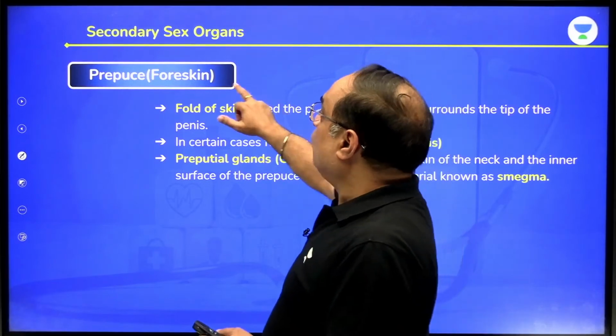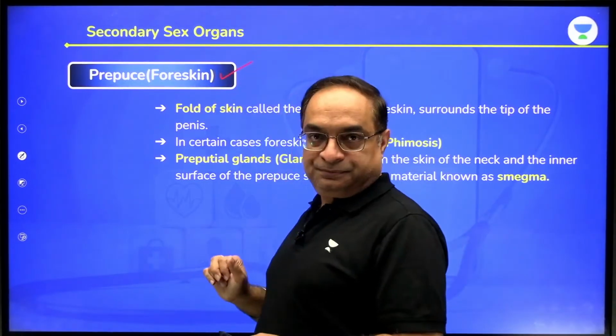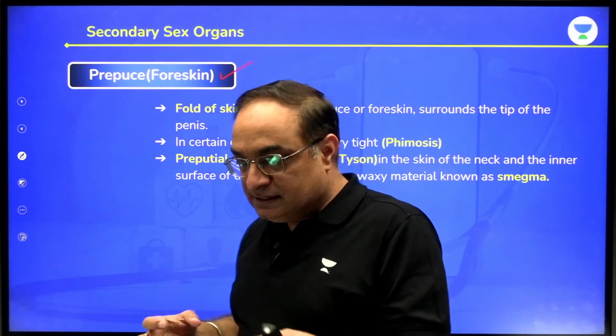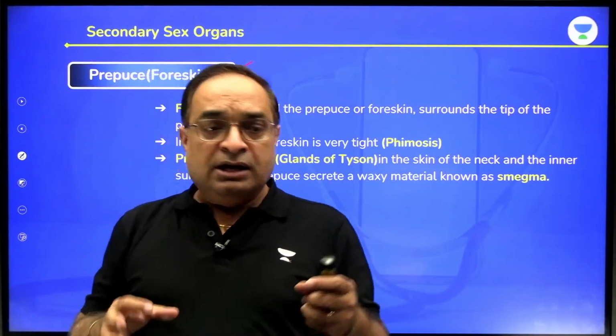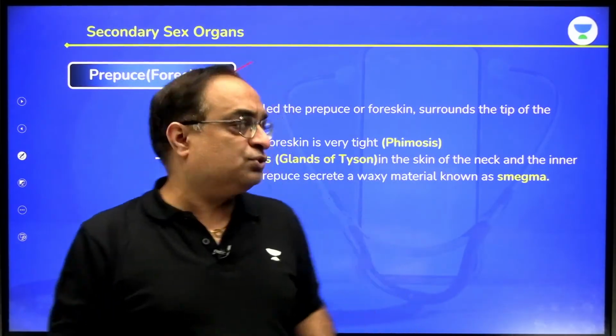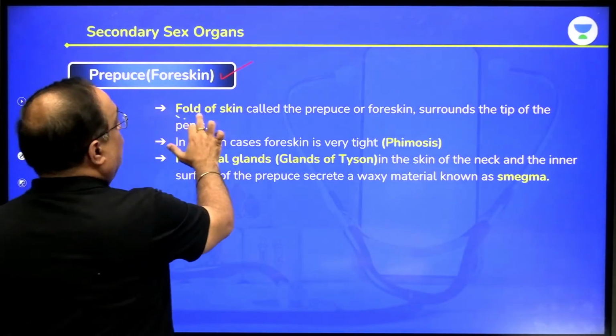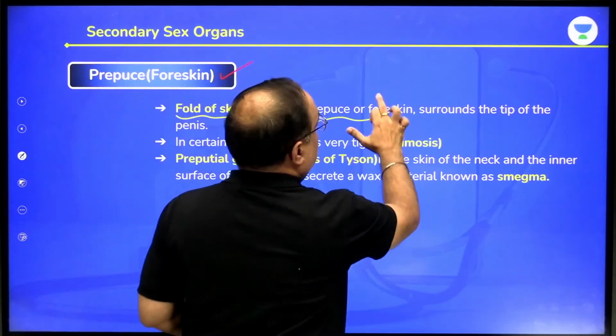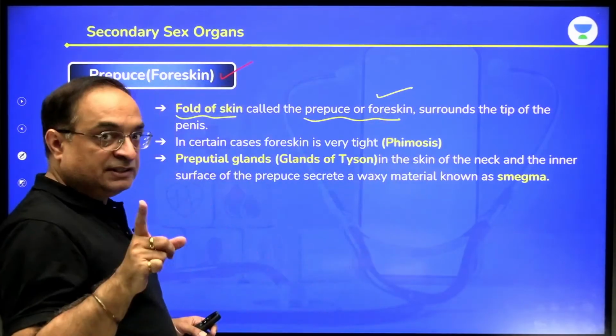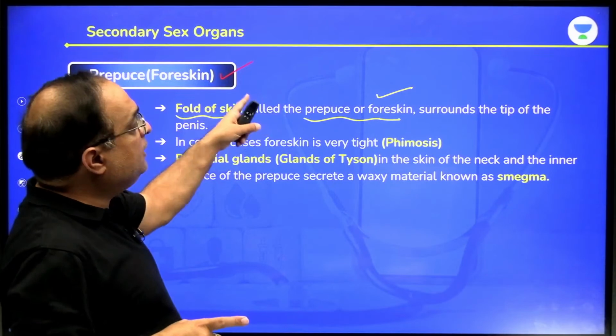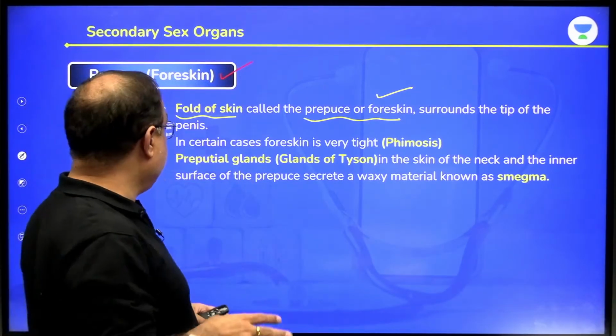Okay, let's understand what is prepuce or the foreskin. The terminal portion of the penis, as I said, is the glans penis. Glans penis is a highly sensitive structure. So it remains covered by a retractable fold of skin, which is called prepuce or the foreskin. Remember, glans penis remains covered by a retractable fold of skin called foreskin.